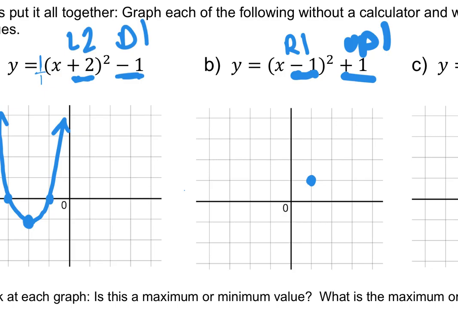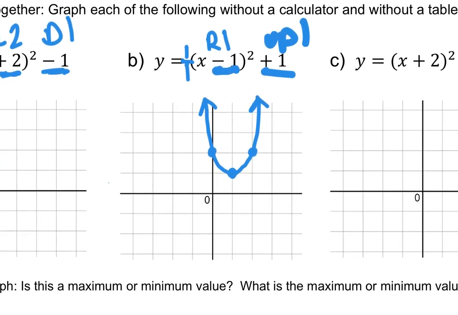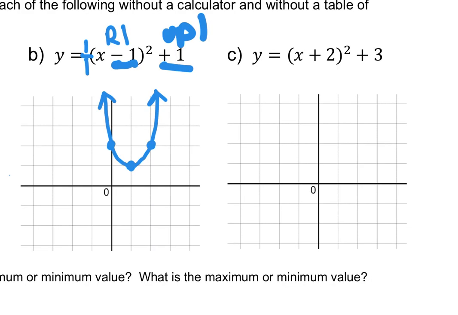Now for the next part, where do our next 2 points go? Well, we look in front of this parentheses at our A. We have 1 over 1, right? So we go up 1, to the right 1, to the left 1, connect our 3 points. Letter C. Go ahead and do that on your own, and we'll check right after. Don't forget to write down the transformations, up or down, left or right, and then put the points on the graph.